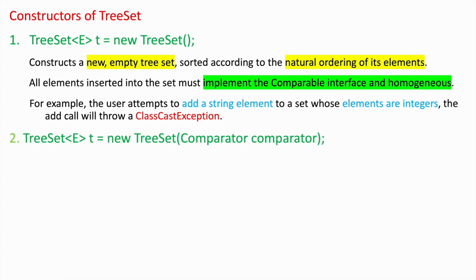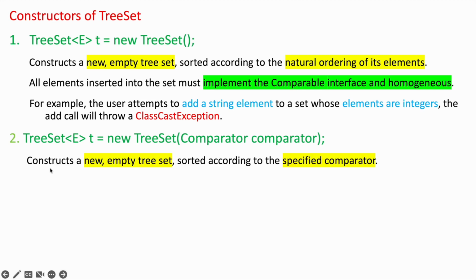The next constructor is TreeSet t = new TreeSet(comparator). Here comparator is nothing but a way in which the elements need to be ordered. We want ascending order or descending order, or insertion order, or reverse insertion order, or based on the employee ID, or based on any field you want to order by. That we have to provide. It constructs a new empty TreeSet sorted according to the specified comparator.